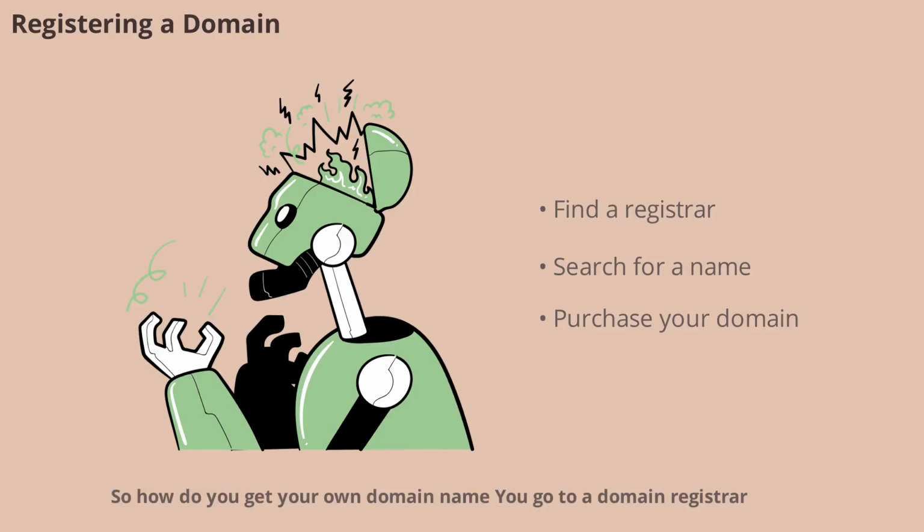So how do you get your own domain name? You go to a domain registrar. A registrar is a company that sells domain names to the public. You search for the name you want, and if it's available, you can buy it. This is the first step to getting your website online.